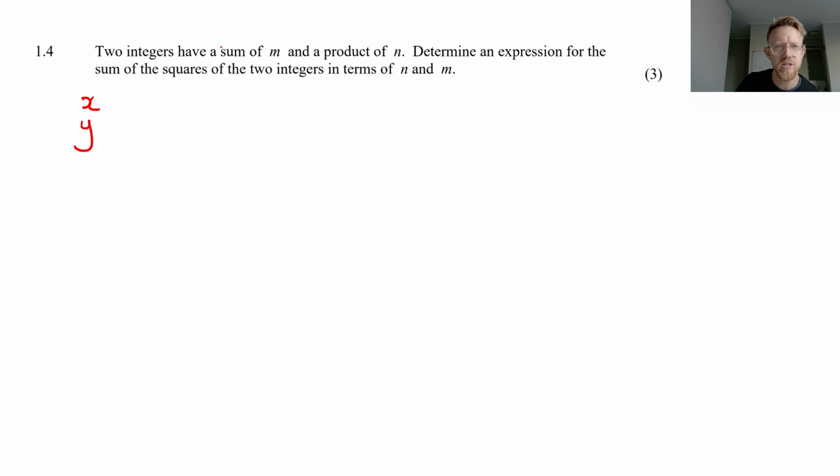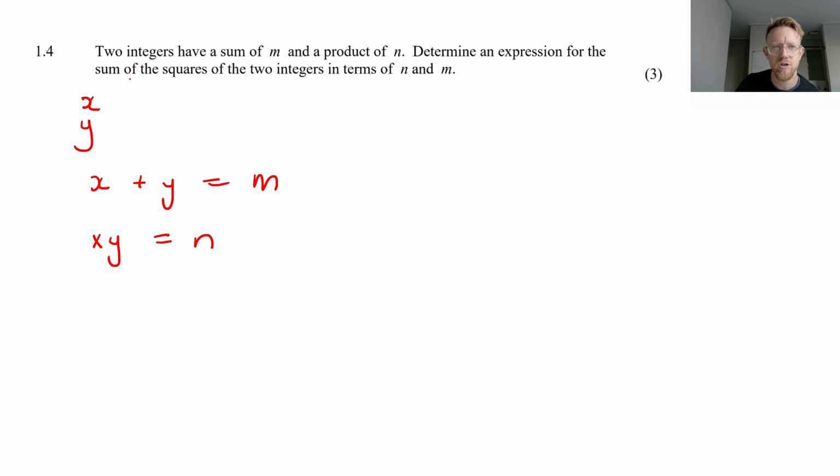Now, two integers have a sum of m. What does sum mean? Sum means when you add. So if you add them together, you're going to get m. And then if you product, or if you multiply them, it's going to give you n. Okay, that's already looking a little bit better.